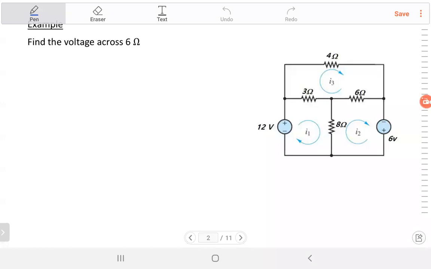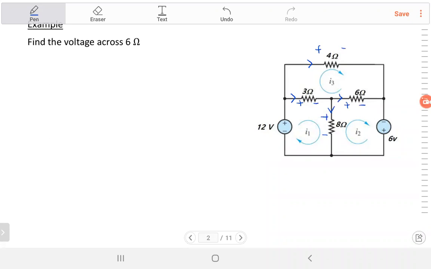For example, for the 3 ohm, let me assume that it's in this direction. So it will make positive polarity in this direction. I will assume this one downward, so it will make positive, negative voltage. I assume in this direction, positive, negative. The same thing, I assume the current in this direction, so I have positive, negative. That's very important.